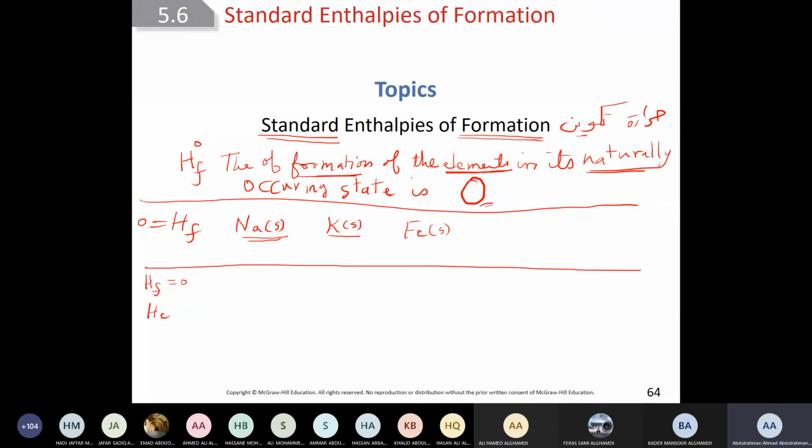What's under helium in the periodic table? Neon. Neon gas. What else? Argon. Argon gas. What else? Krypton gas. Xenon gas. You don't have to go further. Very good. What else do we have as gases?